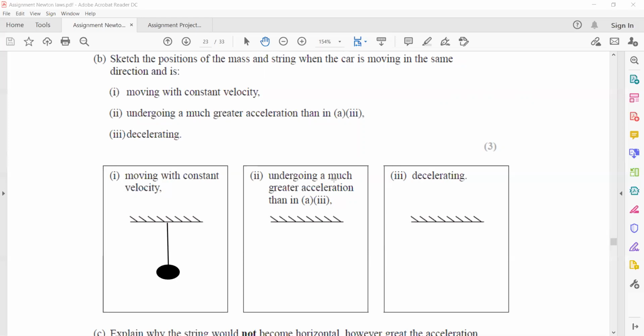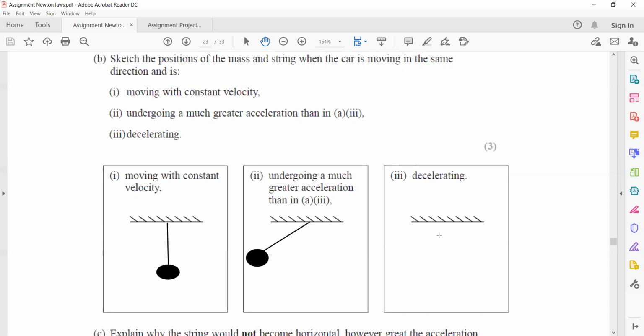In the second case it will undergo a much greater acceleration compared to the first. If acceleration is more, it will have a greater angle with the vertical. And the third one, the car decelerating. Look, if decelerating, first it was accelerating, now it is decelerating. So what happened to this pendulum?